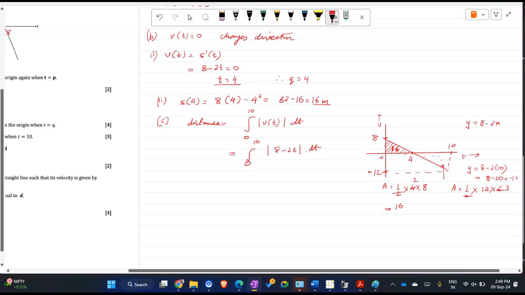Diagram is obviously not to scale. So half into 12 into 6 is 36. So the distance traveled will be 16 plus 36, so that's 52.